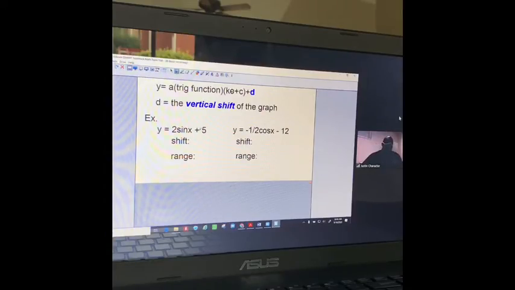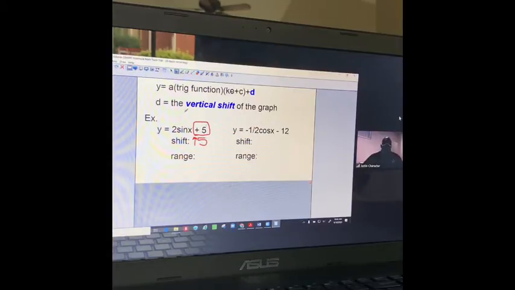For my vertical shift, that's located right here. I take the sign to the left with it. It's positive. That means that this graph moves up 5. All right.